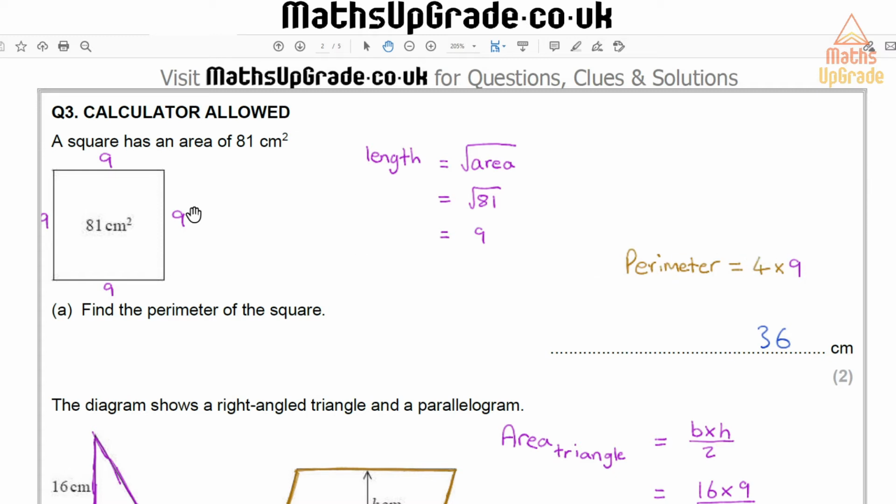Now to find the perimeter, well, the perimeter is the distance all the way around the shape. So it's the sum of all the sides. Each side is 9. So 4 times 9 is 36 centimeters. That's 2 marks.